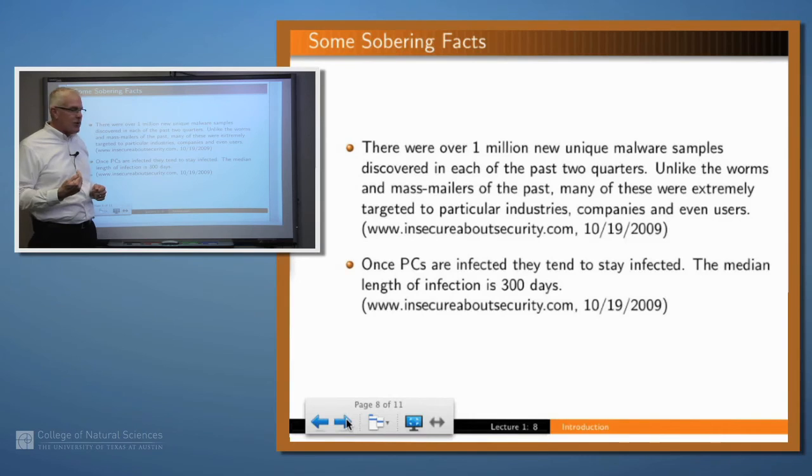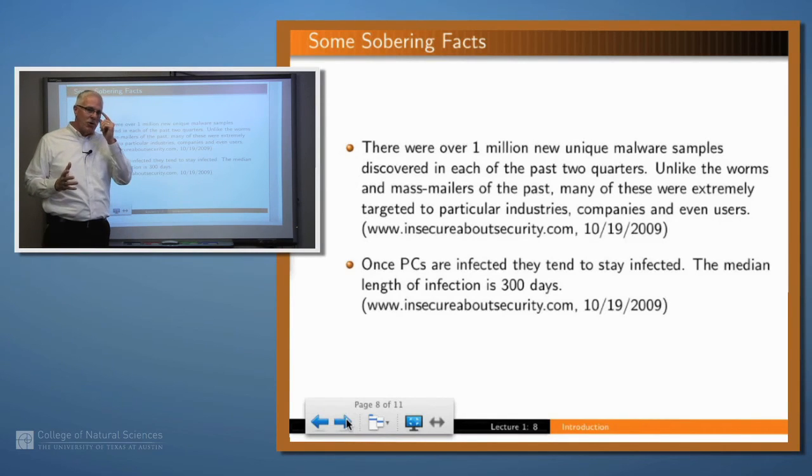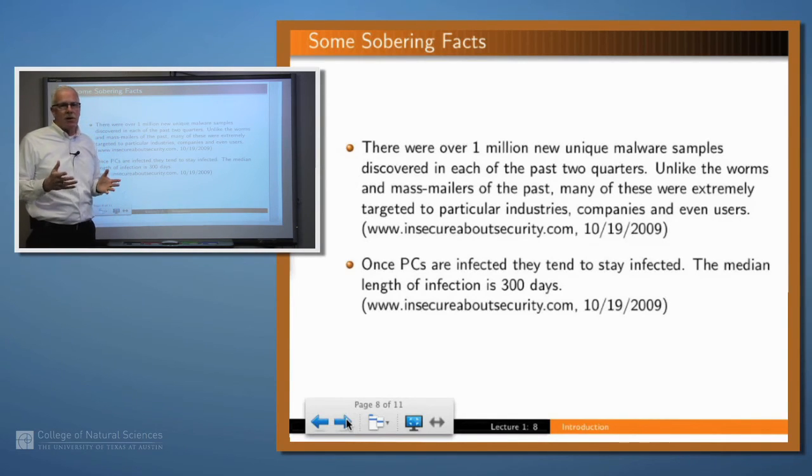Here's another factor that you may want to consider, and that is if your machine becomes infected, unless you just happen to notice, or unless you have very effective antivirus software, it's liable to stay infected for a long time, up to 300 days. That's disturbing. What that suggests is that there's a very large pool of infected machines out there which are accessible for use in botnets and other bad scenarios.